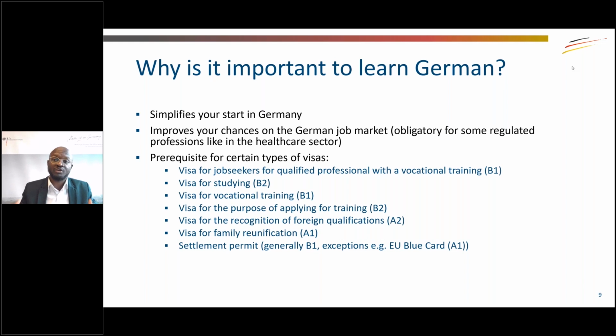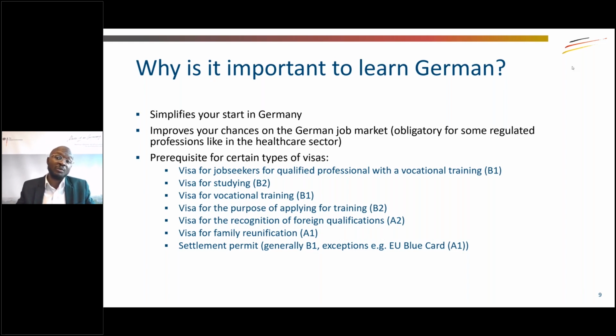Also, if you are living in Germany and apply for a settlement permit, you will have to prove that you have German language skills. The law requires B1, but for EU Blue Card holders, A1 is enough.